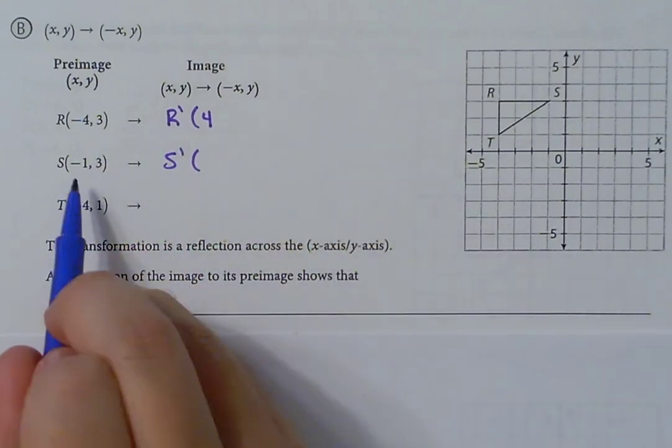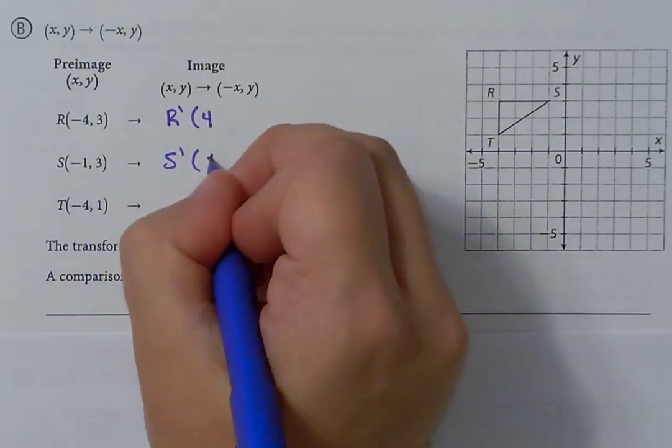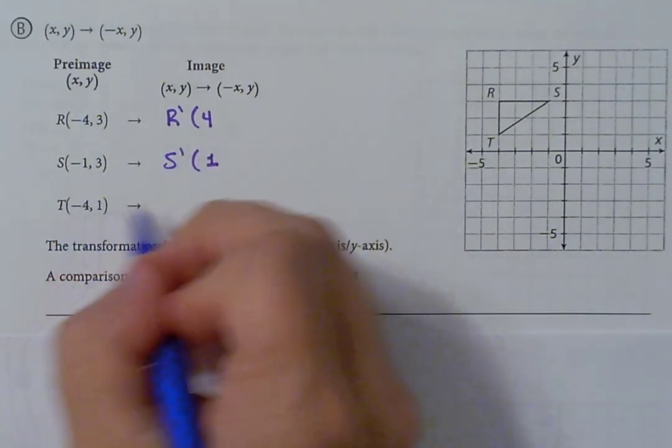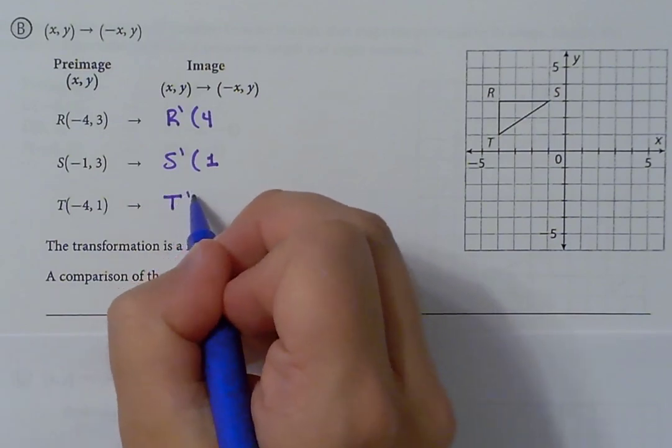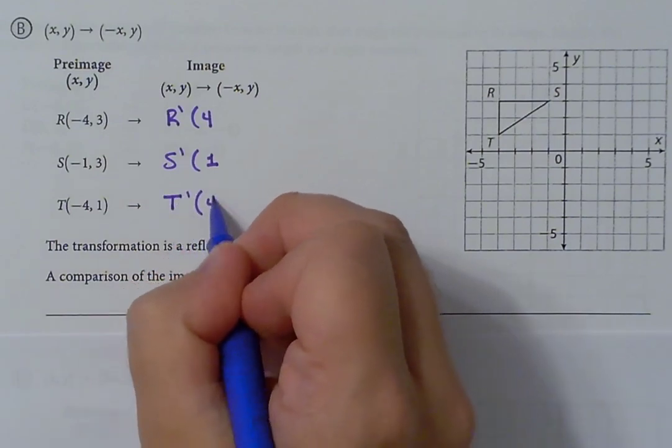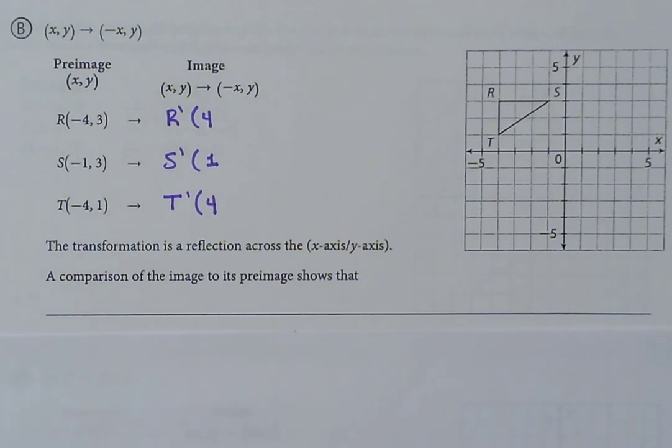S prime, instead of negative 1, it's now positive 1. And then t to t prime, instead of negative 4, it's now positive 4. So the negative just means that you change the sign. Positive is now negative, negative is now positive.